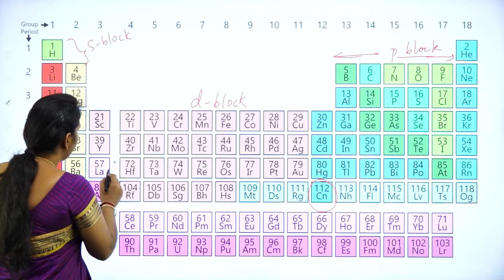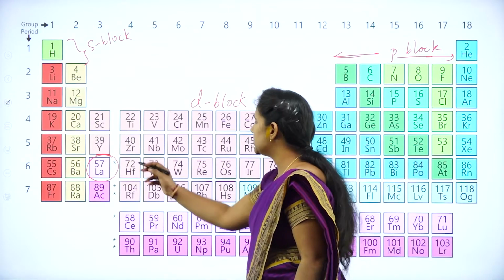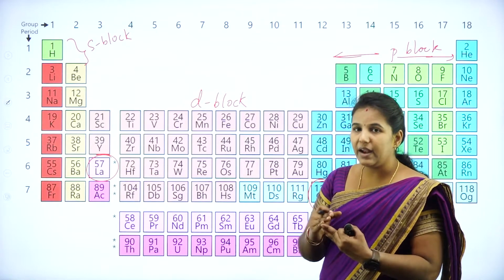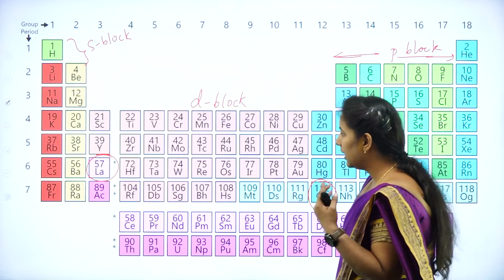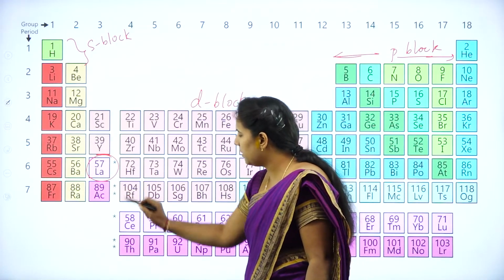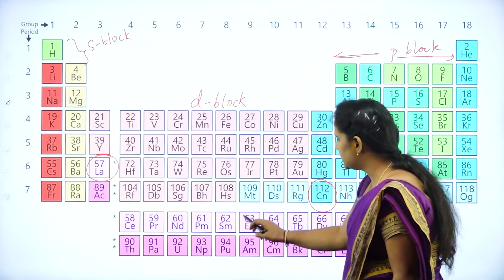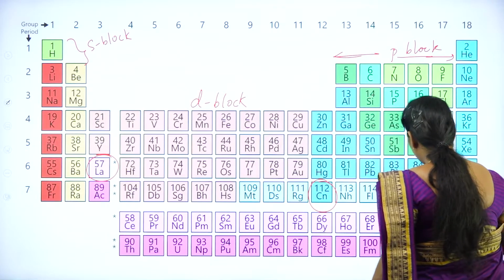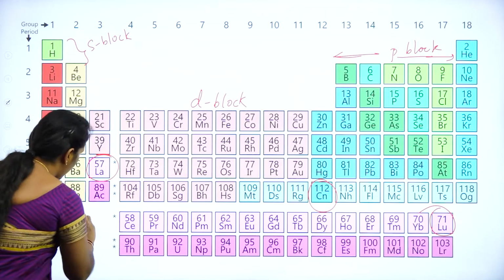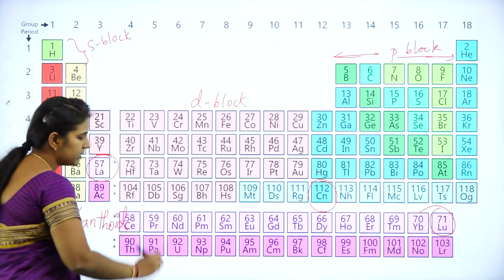The element which has the atomic number 57 shows a similarity with 14 other elements, hence it is kept below in the periodic table. You can see that after lanthanum it is cerium, 57, 58, 59, 60, 61, 62, up to 71, which is nothing but lutetium. So this series is known as what? Lanthanum or lanthanoid series.